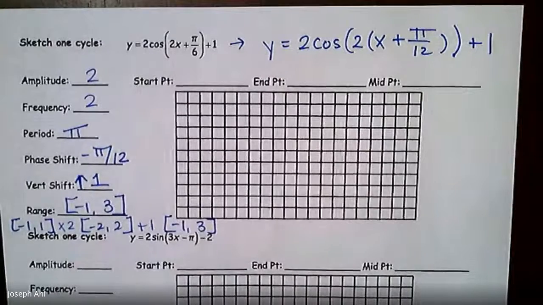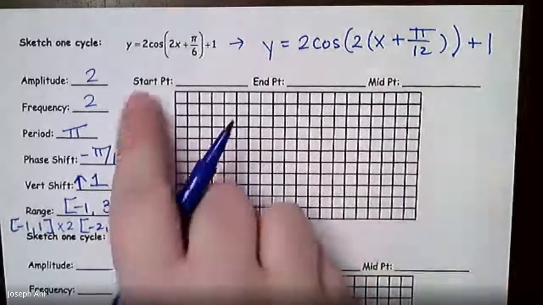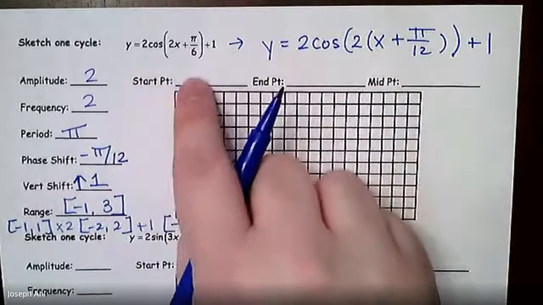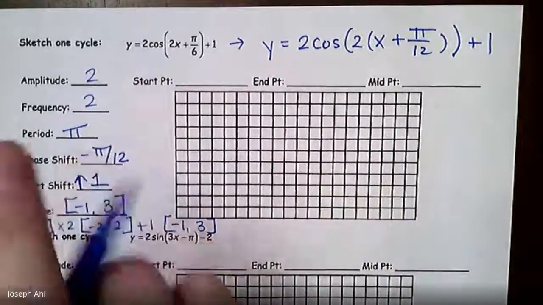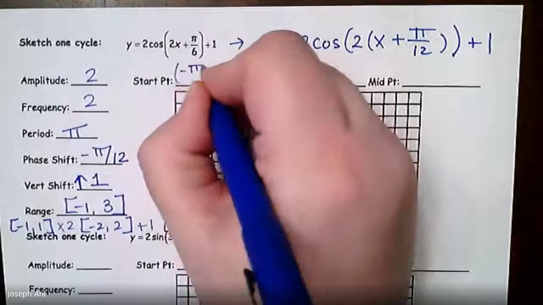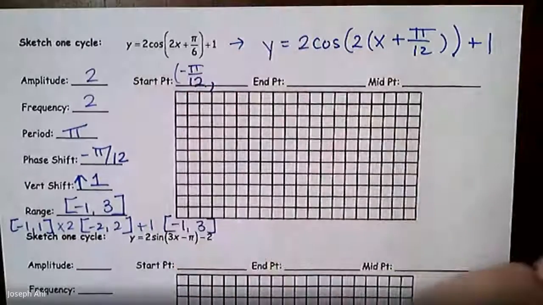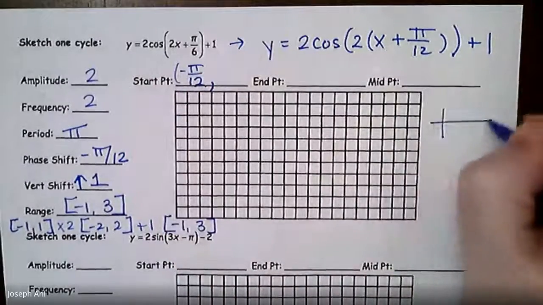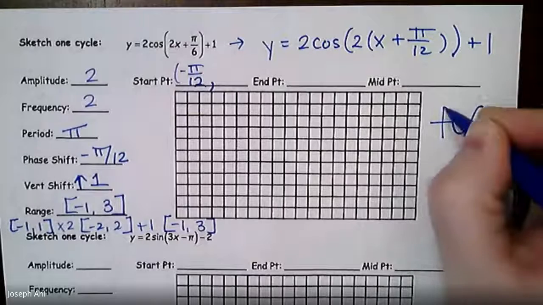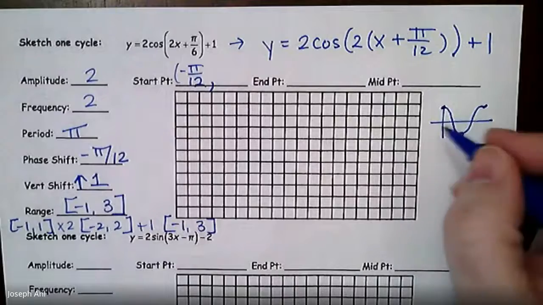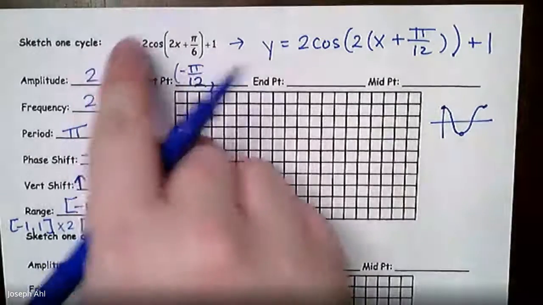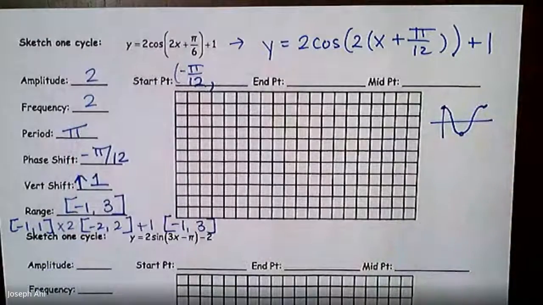Okay. So before we go and make our sketch, let's go ahead and talk about start point, end point, midpoint. The start is going to be to the left pi over 12. So negative pi over 12, comma. I didn't draw the parent function yet. I probably should do that, right? Normal looking cos looks like this. And I say normal looking cos because there's no negative out front, so it's not the reflected form of cos.